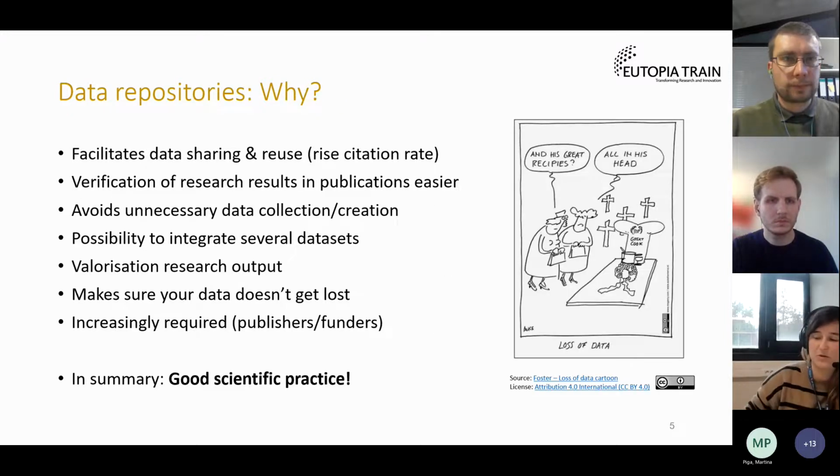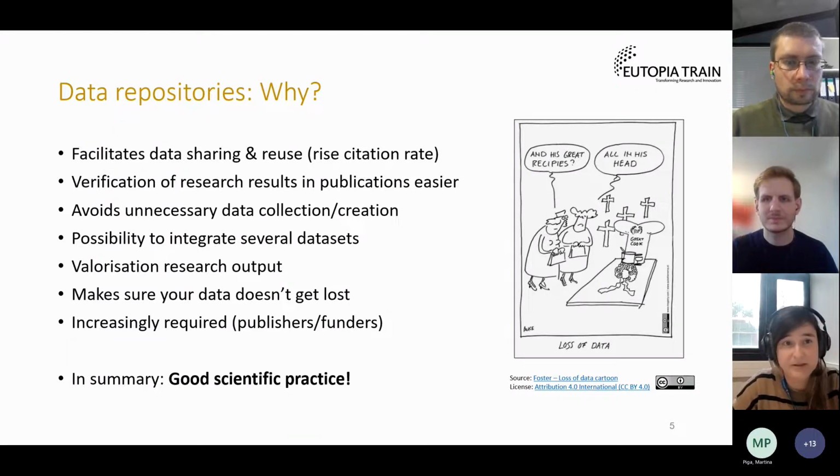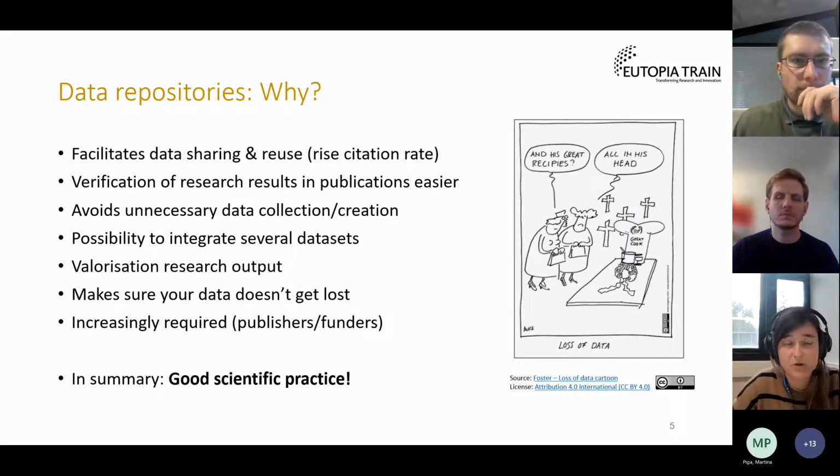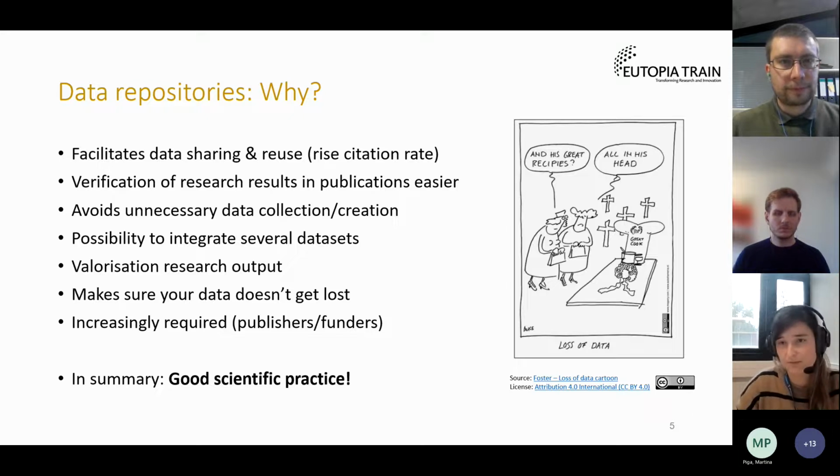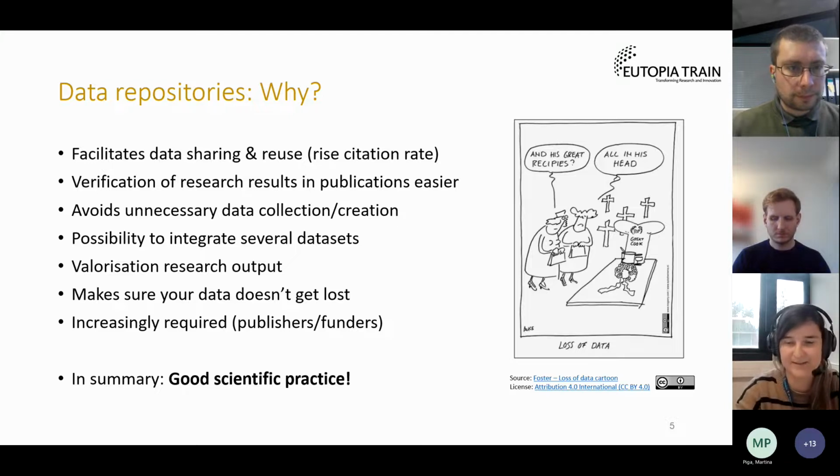Then why should you make use of a data repository? It facilitates data sharing and reuse. The verification of research results is easier. It avoids unnecessary data collection and or creation of it. You have the possibility to integrate several data sets, for instance, for a longevity study, or it's a great way to valorize your research output. It makes sure your data doesn't get lost, and it is more and more required by funders and publishers. So it's just a good idea to make use of these data repositories. It's good scientific practice, as it says on the slide.